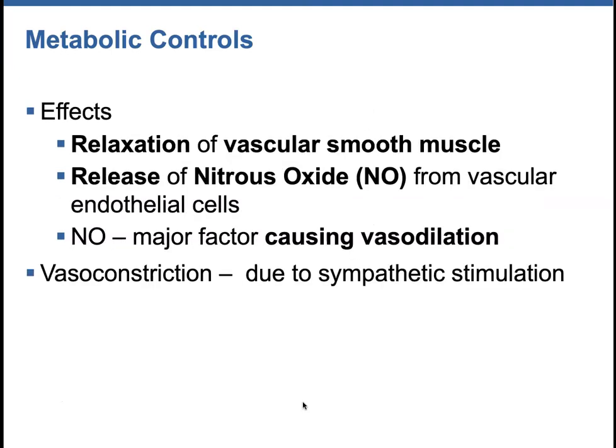All right. So when you have the relaxation of the vascular smooth muscle, there's this release of nitric oxide, which is a local vasodilator that comes from the vascular endothelial cells, and that also contributes to causing that vasodilation locally. All right.